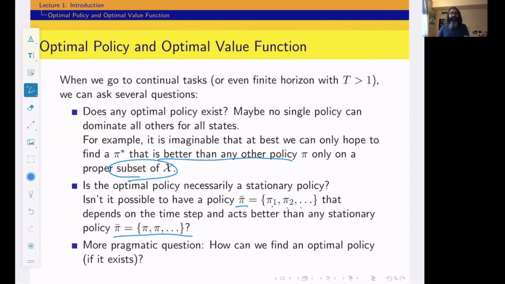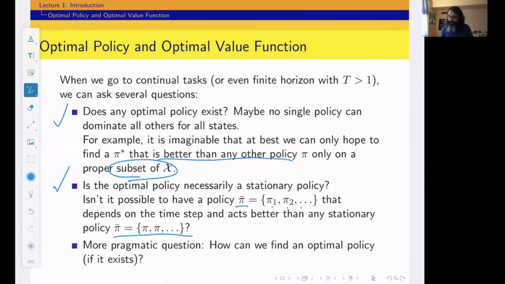We will talk about this later, but the idea is that we will see that the optimal policy exists. That's good. The first question is answered. We can also show that there exists an optimal policy that is a stationary policy. I may try to prove it, but this is not trivial. We need to prove that this is the case.